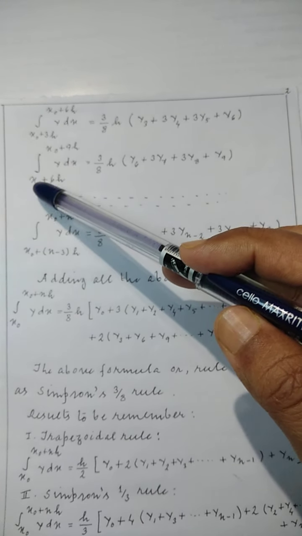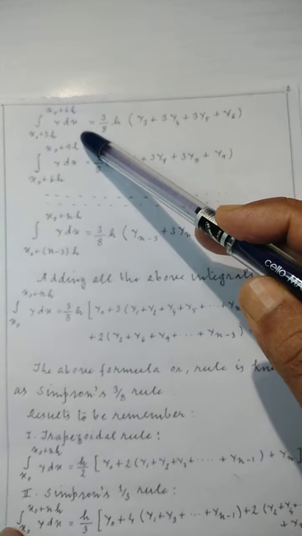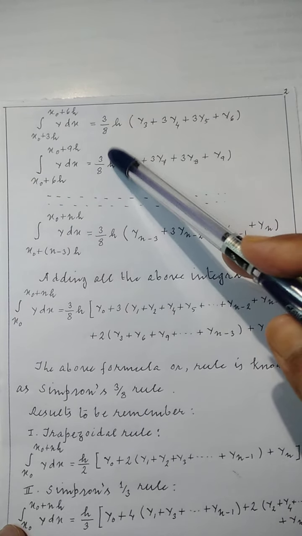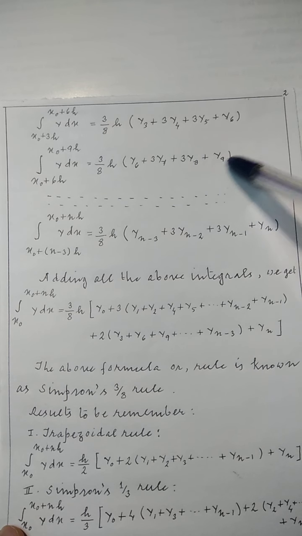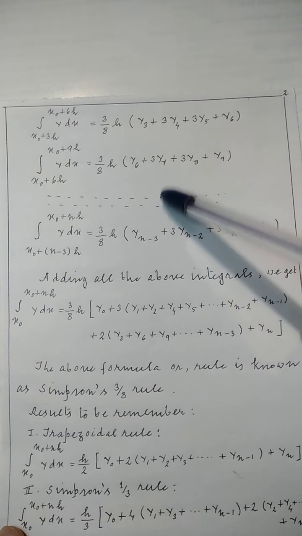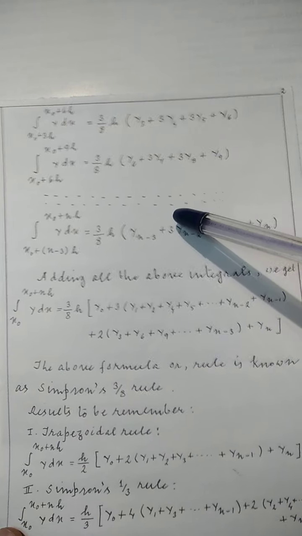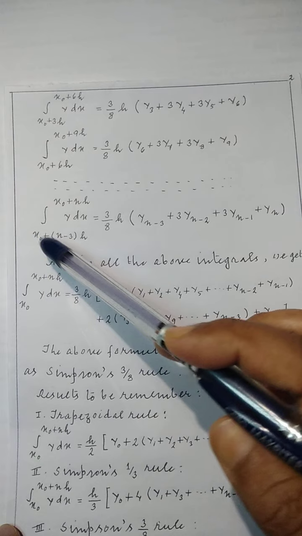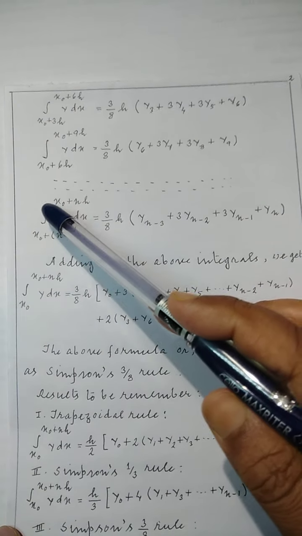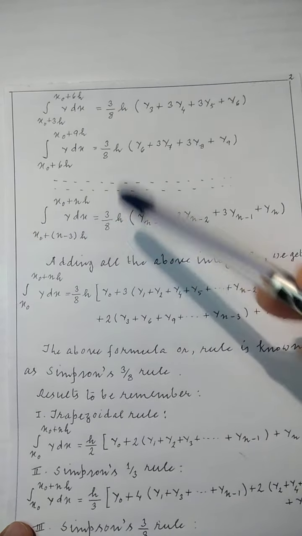In the same way, for the remaining next interval, we can write the integral from x naught plus 6h to x naught plus nh of y dx is equal to what? It is 3 by 8 h, y6 plus 3 y7 plus 3 y8 plus yn. So this way we can continue, and similarly the last integral you will get is the integral from x naught plus n minus 3h to x naught plus nh, which is equal to what?